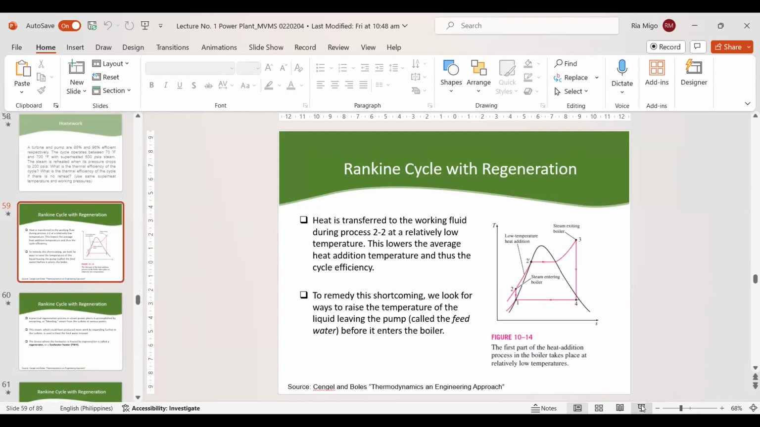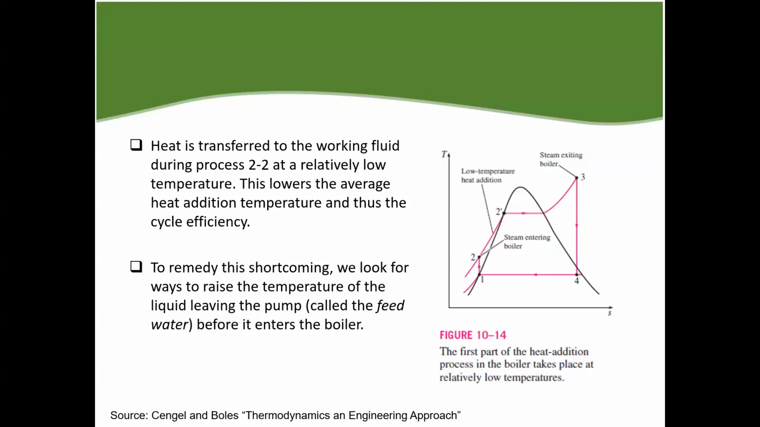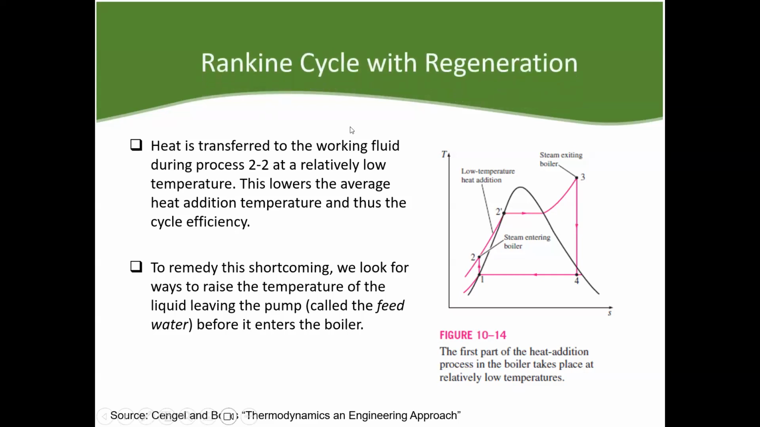Okay. So now we proceed on to the next topic. Other ways to increase the efficiency of the cycle. We also have a technique called Rankine cycle with regeneration. So, on the TS diagram, as you will notice, heat is transferred to the working fluid. At this part of the boiler, the temperature is relatively low. So, nandito yung step na yan. This is the high temperature, the low temperature. Because of this, it lowers the average heat addition temperature and thus it lowers the cycle efficiency.